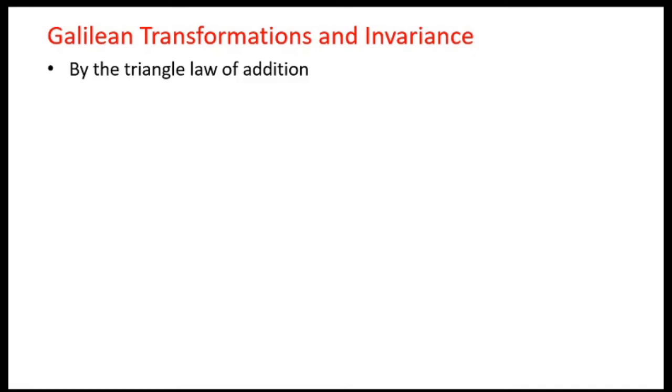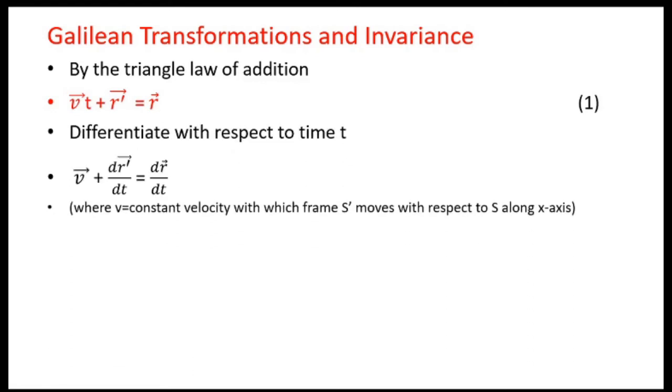Now, by the triangle law of addition, we have seen that vt plus r dash is equal to r, and if we differentiate this equation with respect to time t, and remember that v is the constant velocity with which the frame of reference S dash moves with respect to frame S, then we get the relation v plus dr dash upon dt is equal to dr upon dt.